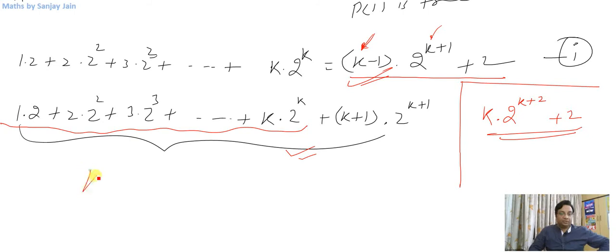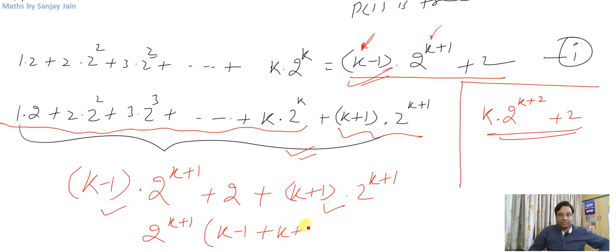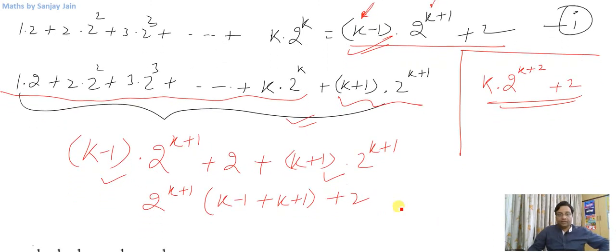So let me replace it with k minus 1 into 2 raised to power k plus 1 plus 2, and then I'll add this here, k plus 1 into 2 raised to power k plus 1. And if you see, 2 raised to power k plus 1 can be taken common from this term and this term. So I'll have k minus 1 plus k plus 1 inside, then plus 2, and this 1 will get cancelled here.